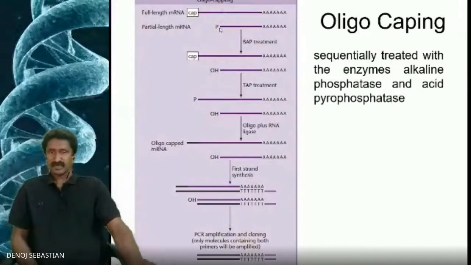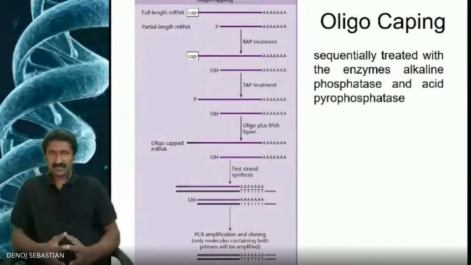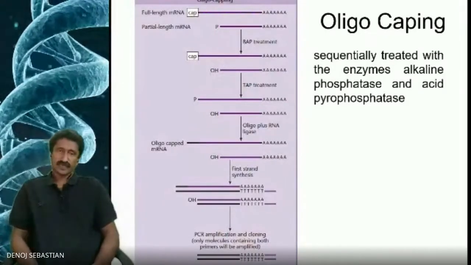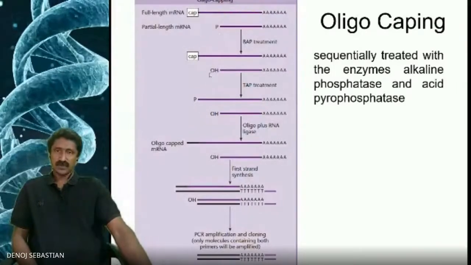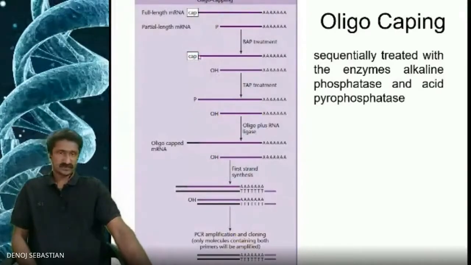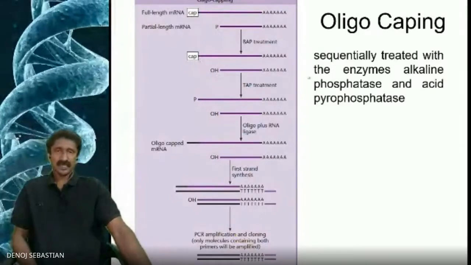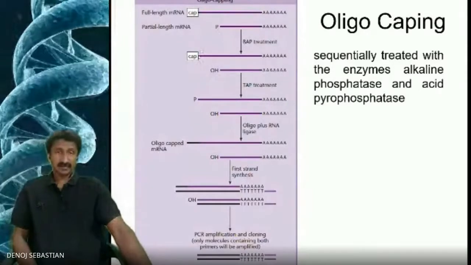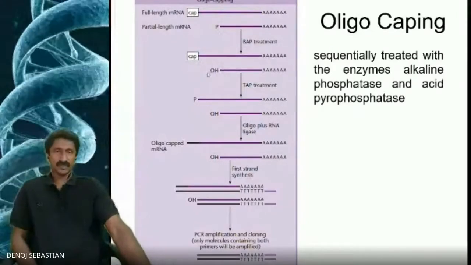So at the 5' end, as we discussed, the treatment with alkaline phosphatase results in the removal of the 5' phosphate and the addition of an OH. Whereas since there is a cap, it is protected. So this phosphate is not affected by the alkaline phosphatase treatment, because the cap of the full-length mRNA is protecting it from removal of the phosphate and replacement by the OH.